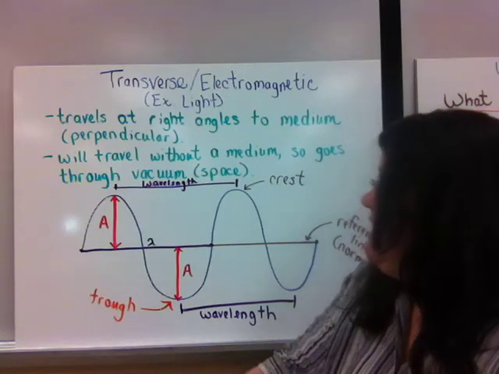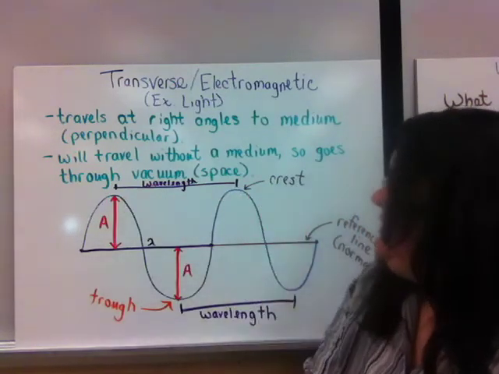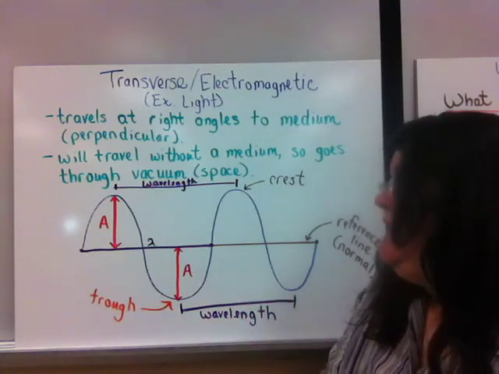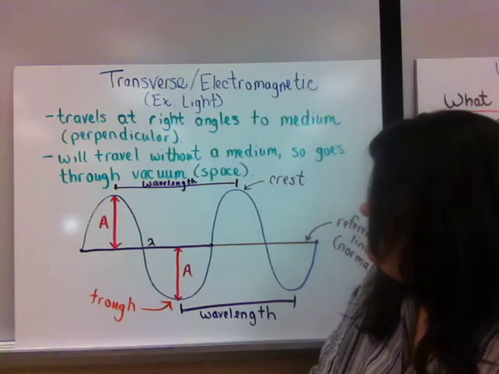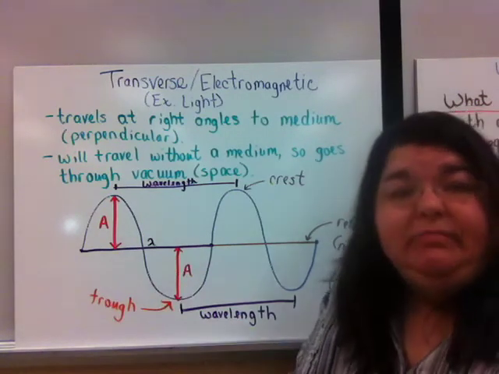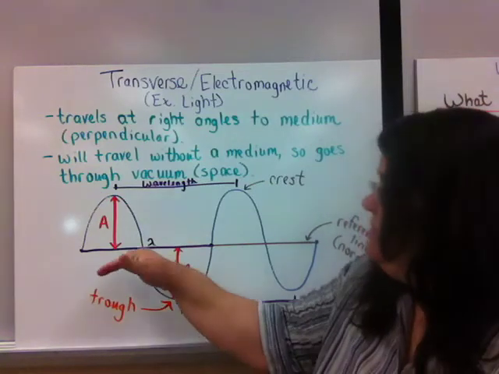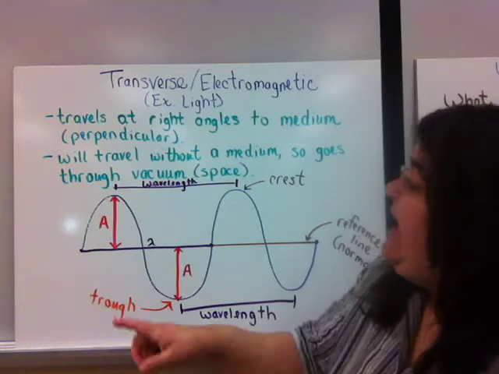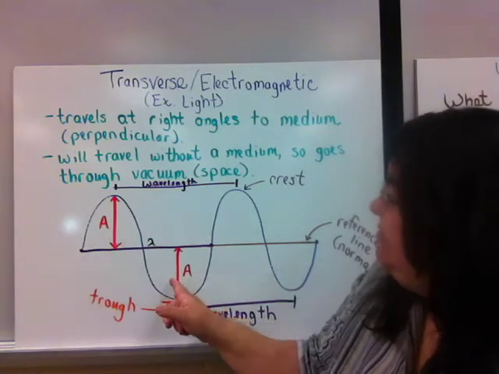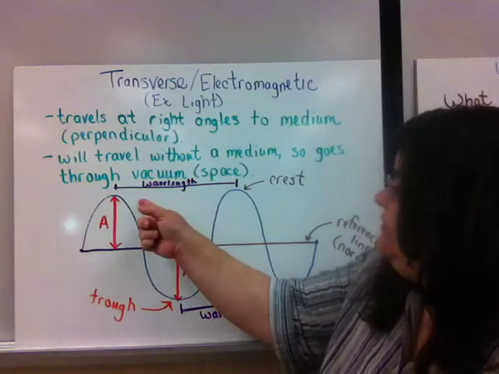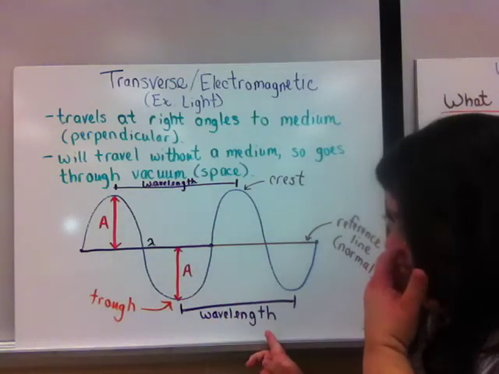Now, this top point, the highest point, is called the crest, and the lowest point is called the trough. So I have two crests and two troughs in my pictures, and notice that each of them has been displaced from this normal line equally. So we have amplitude in both places, and we have wavelength from crest to crest and trough to trough.